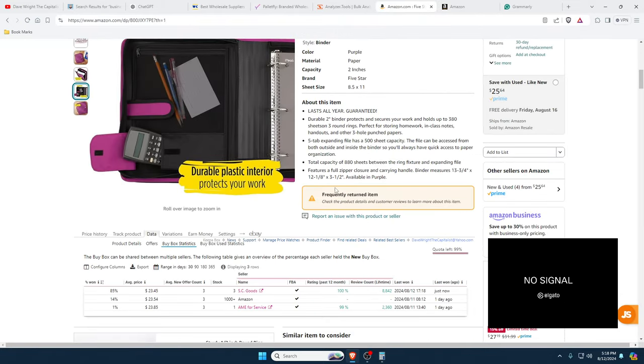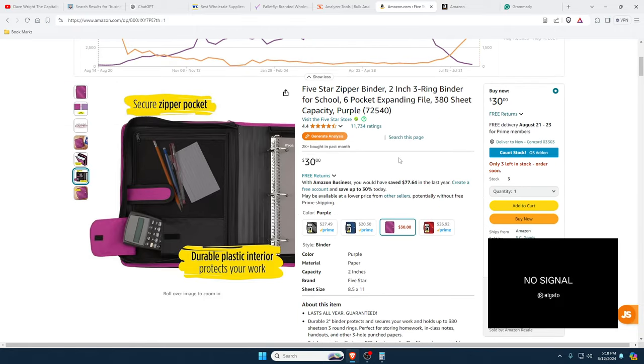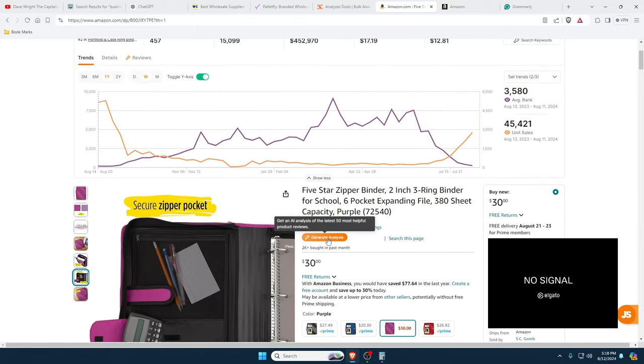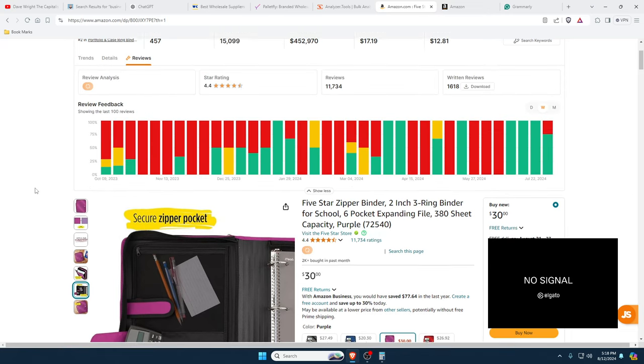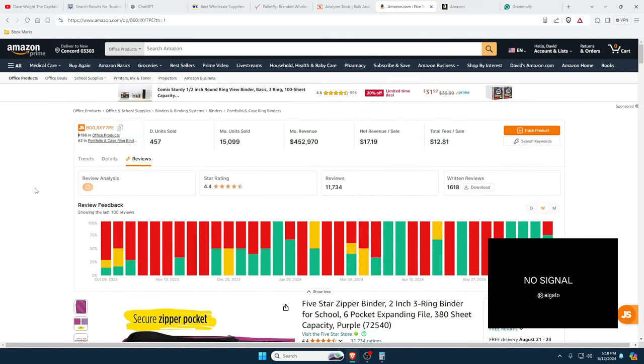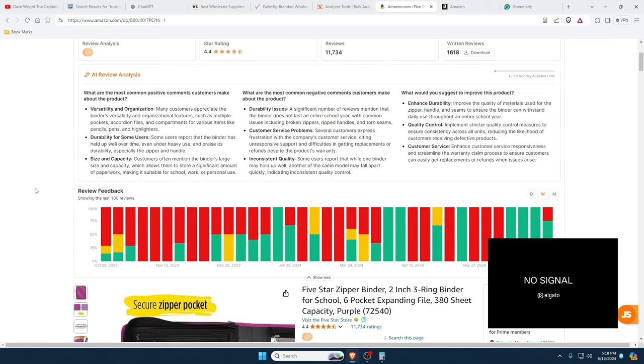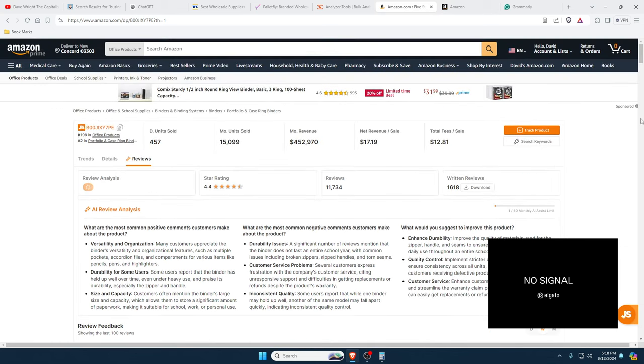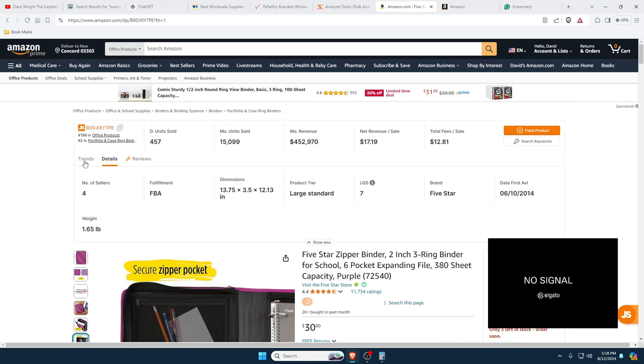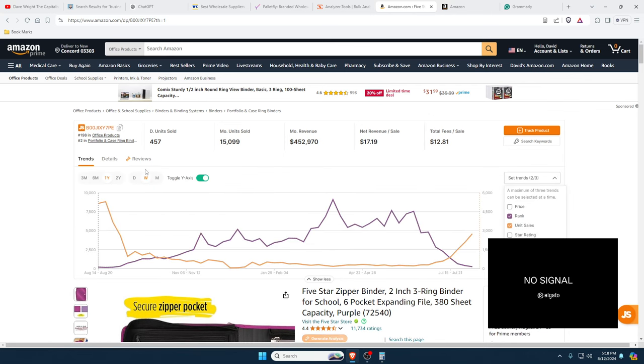It has a high return, meaning a lot of people return it, but it looks like it has a quick turnover. Let's ask Jungle Scout what it thinks of the feedback. I mean, people seem to like it. Details, trends. Over the past year, it keeps a good rate. So this actually looks like a decent winner here, right?